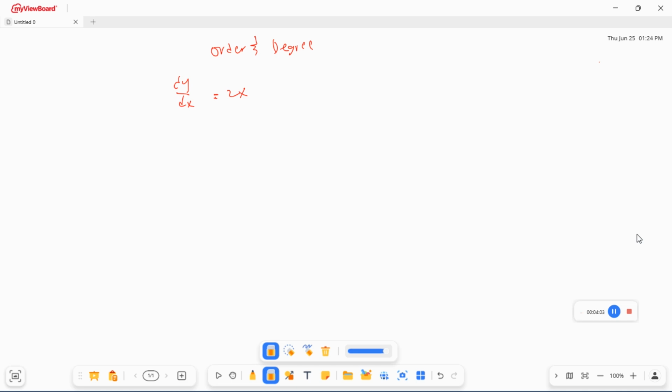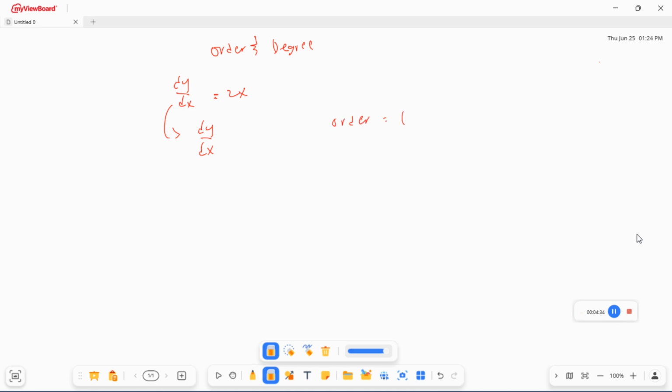Now, how do we find the order? The order of the differential equation is the highest differential coefficient present in the equation. In this equation we have just one differential coefficient, and that is dy/dx. So we're going to get our order from it. The order is how many times you differentiated to arrive at that differential coefficient. In this case, for dy/dx we just differentiated once, so the order is 1.